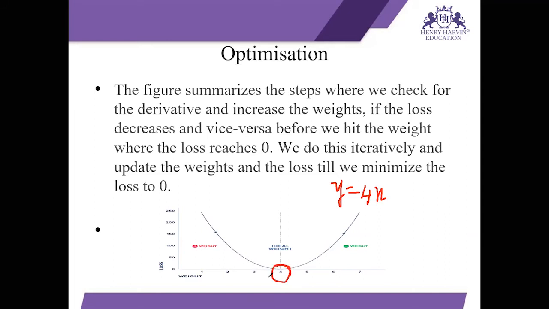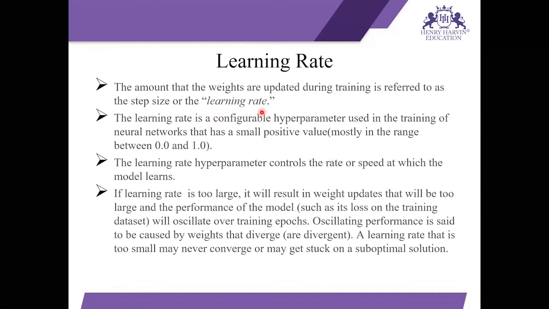So what is our ultimate goal? Our ultimate goal is to reach this position. But how to do that? Our aim is to minimize the loss to zero, right? So how are we going to achieve that? That is the great question for us to answer. So now let us discuss the learning rate. The amount that the weights are updated during training is referred to as the step size or the learning rate.